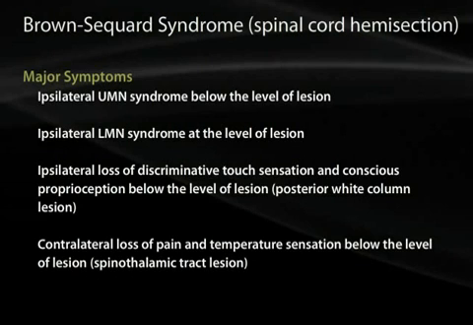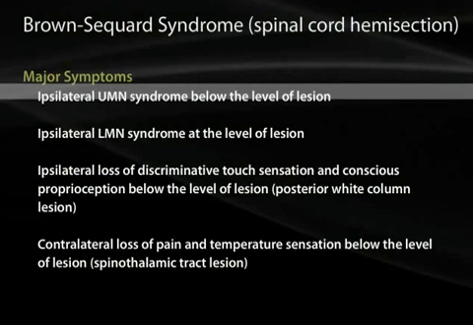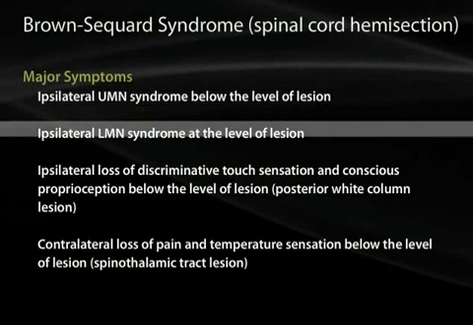Well, it's called the Brown-Séquard syndrome, and it's very important to understand. It's a very high-yield syndrome for the boards. What happens when you have a hemisection of the cord? Well, you will have an ipsilateral upper motor neuron lesion below the level of the lesion. So you'll have spasticity, an upward going toe, and hyperreflexia. Ipsilateral lower motor neuron lesion syndrome at the level of the lesion.